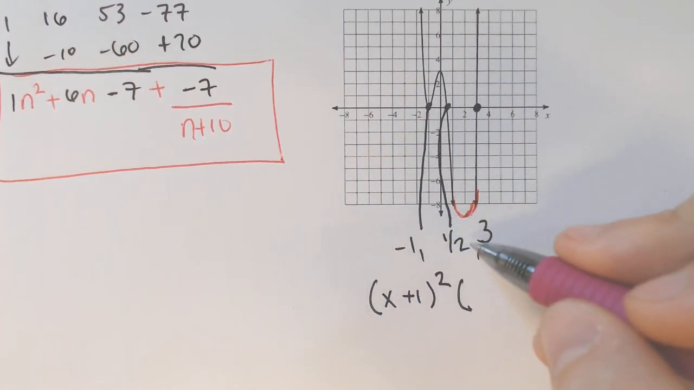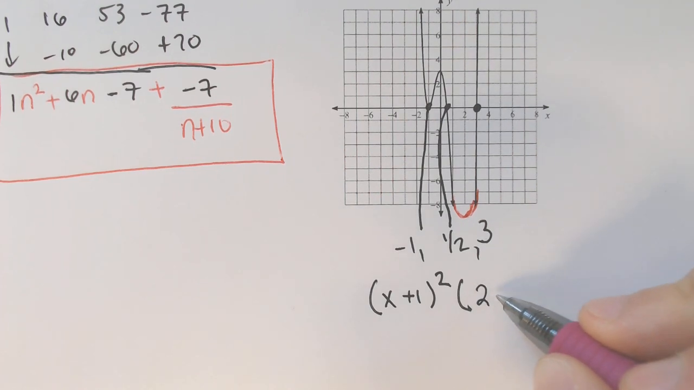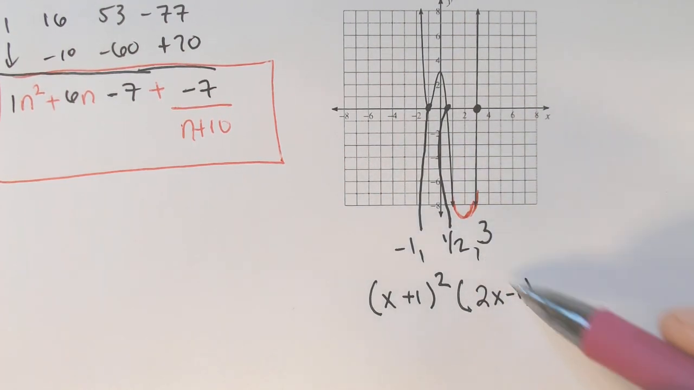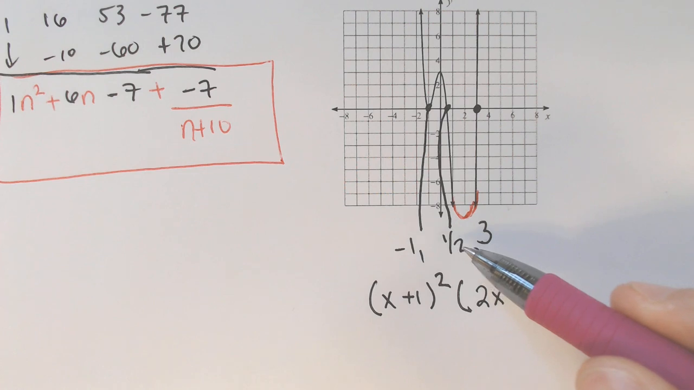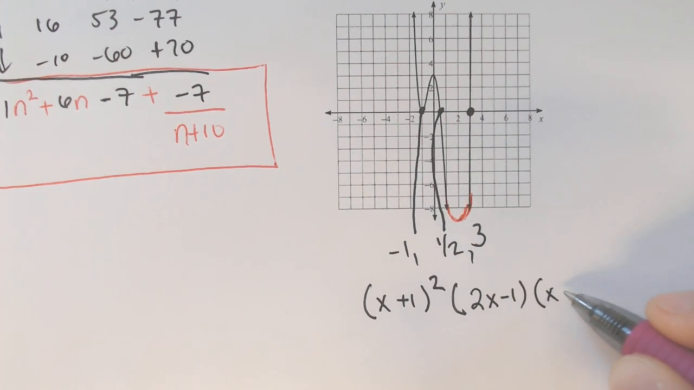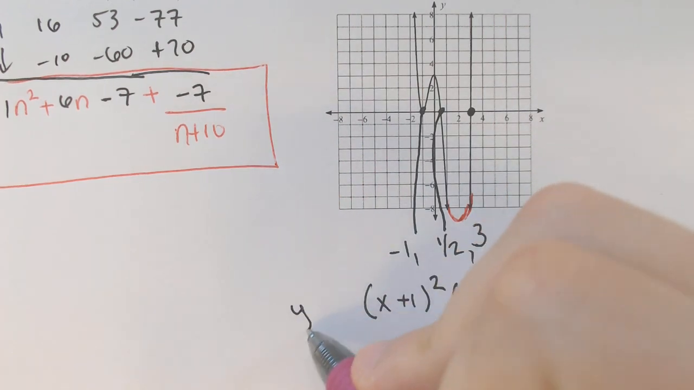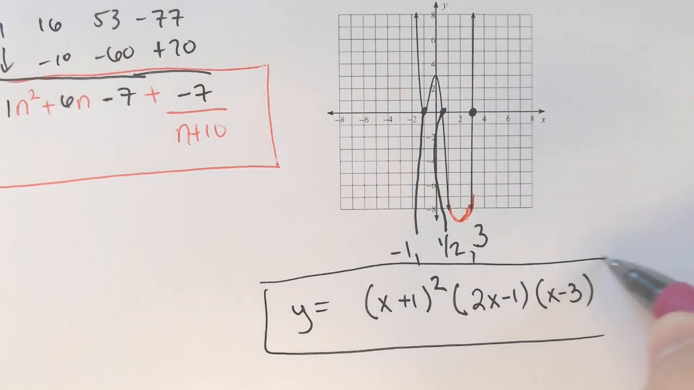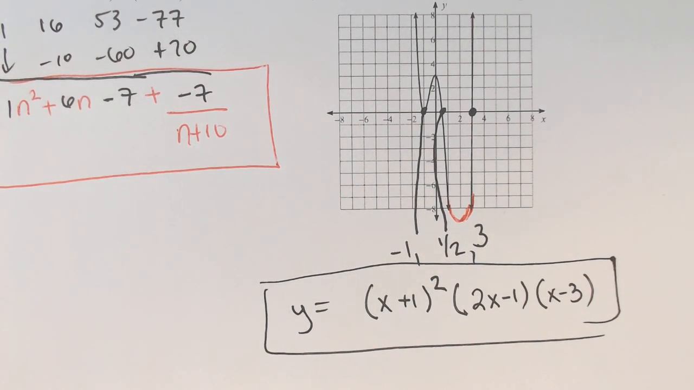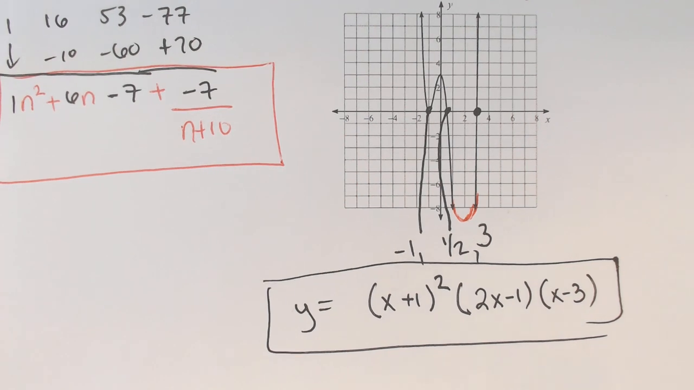This 0 that is 1/2 would not be written as a 1/2. It'd be written as 2x minus 1 because you would have to change the sign but also have the 2 in here because we divided by 2. And then x minus 3. Throw a y equals, you have your equation. This is an equation for it. It's not the equation necessarily, but it would be enough for multiple choice in most situations.